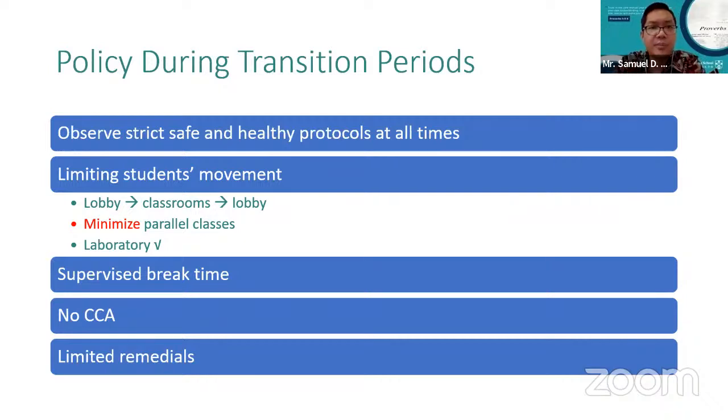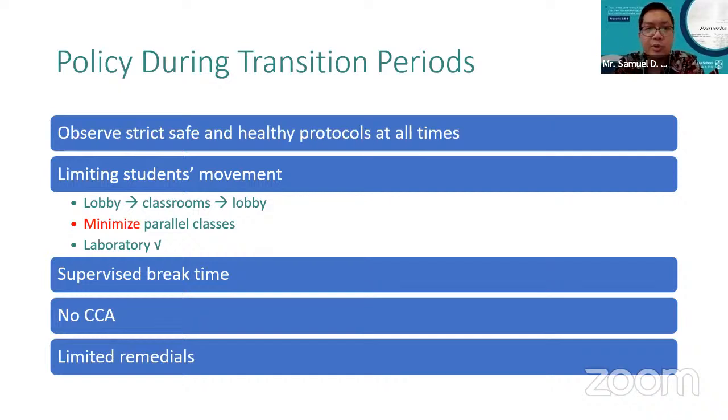So this is still a transition period. Make sure all of you observe strict, safe, and healthy protocols at all times. We are going to limit your movement. You cannot just go around as you like. Your movement will be from the lobby to your classroom. Then after you are dismissed, you will go to the lobby. So you cannot go to the canteen or any other places. Lobby, classroom, lobby.